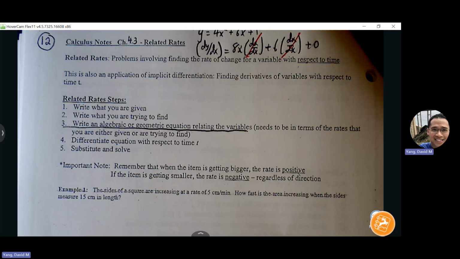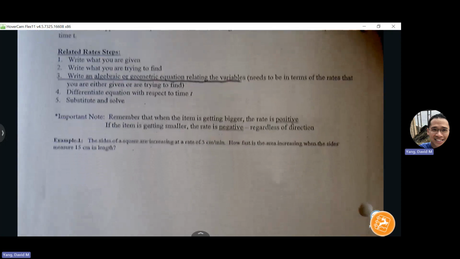But pretty much for the most part, your derivative is, I would say, like 90% power rule, mostly power rule problems. It's the setup that's a bit more challenging.